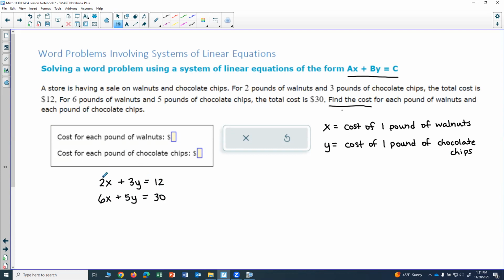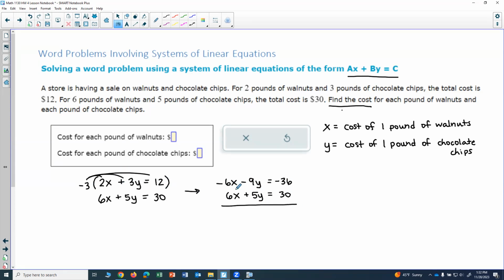And now you pick your method of solving this. You can solve by substitution, you can solve by graphing, you can solve by elimination. I'm going to go ahead and solve by elimination. I'm going to go ahead and eliminate the x. To do that, I'll multiply the first equation by -3, distribute that -3, and so my system becomes -6x minus 9y equals -36. Second equation is 6x plus 5y equals 30.